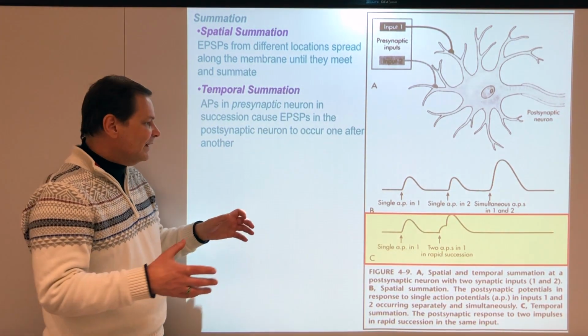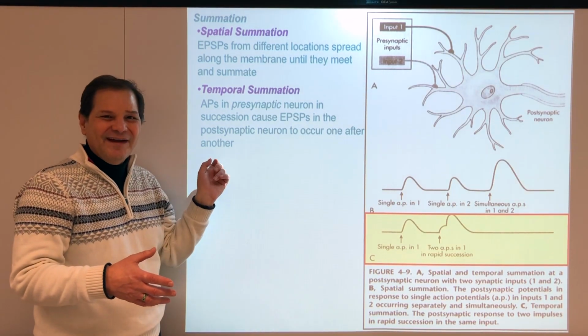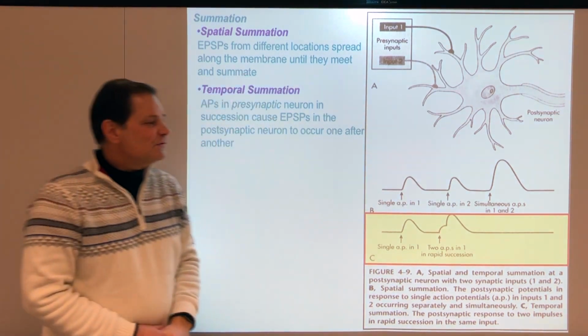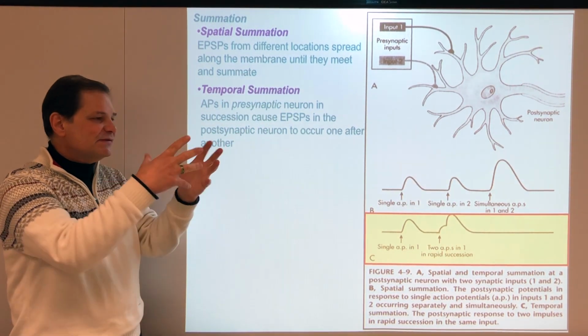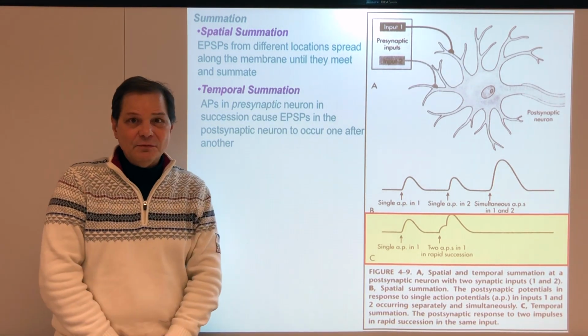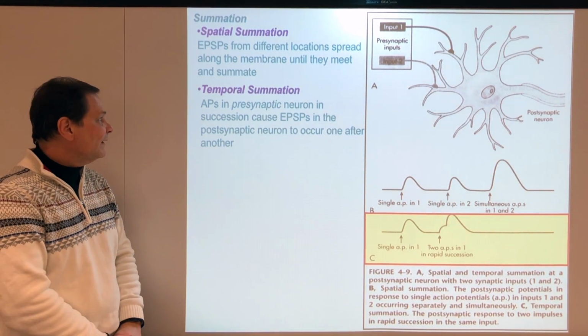Summation is usually a combination of these two things, okay. In a CNS neuron, usually you have both things going on, and you eventually add up the EPSPs until you hit threshold if you're going to fire an action potential. Okay.